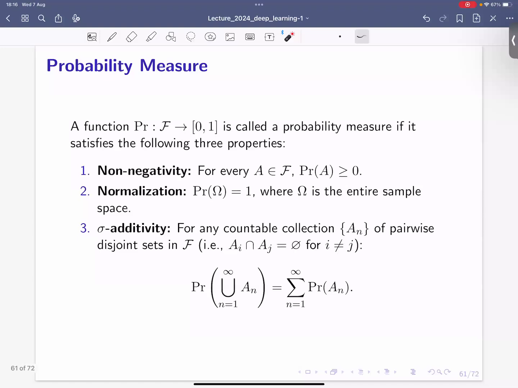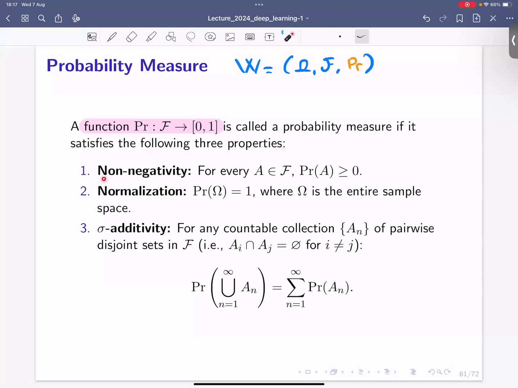And now let's move on to the last element in our triple, right? So we've covered omega and the sigma algebra F, and next we want to cover the probability measure. This probability measure here, which we again denote by P, is a function. And this is a function from F, so from the sigma algebra, to the interval [0, 1]. Right, and this is what we call a probability measure if it satisfies 3 properties.